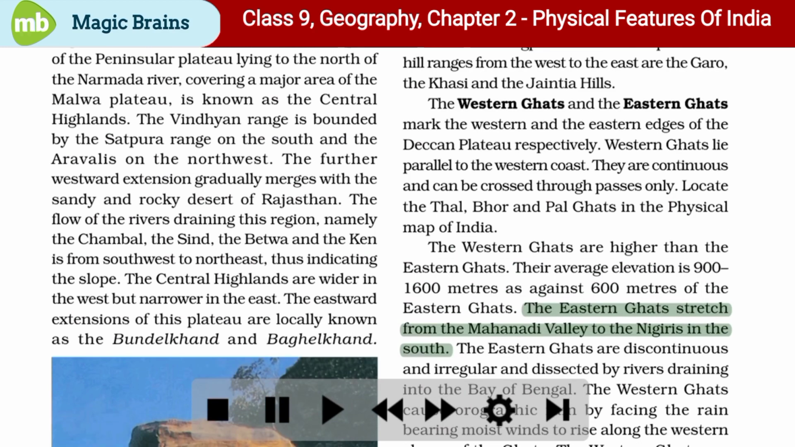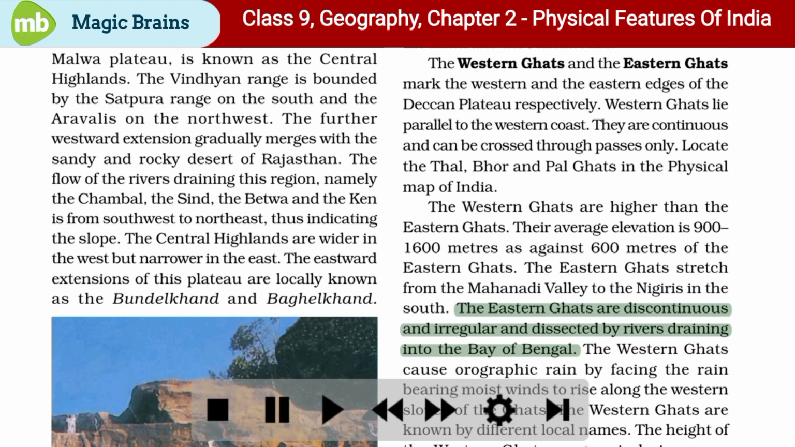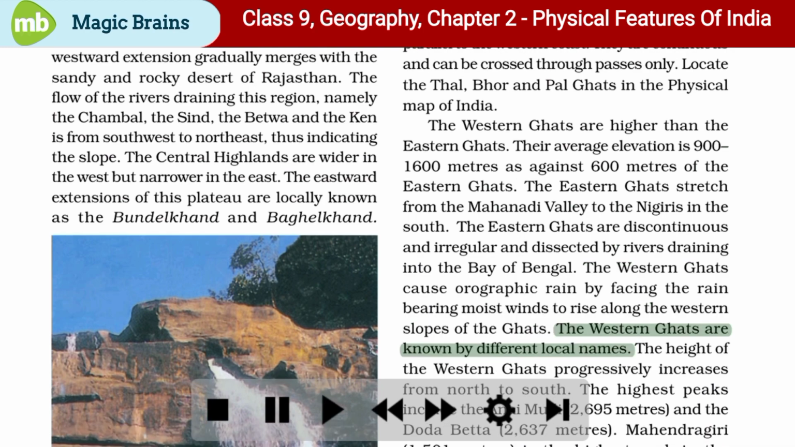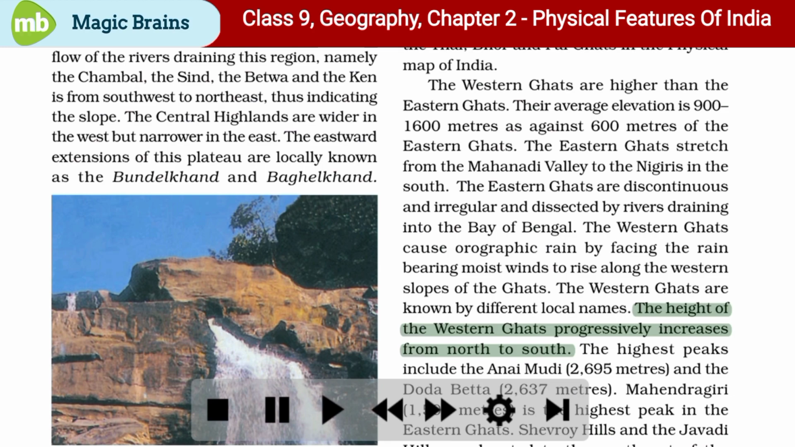The Eastern Ghats stretch from the Mahanadi Valley to the Nilgiris in the south. The Eastern Ghats are discontinuous and irregular and dissected by rivers draining into the Bay of Bengal. The Western Ghats cause orographic rain by forcing the rain-bearing moist winds to rise along the western slopes of the Ghats. The Western Ghats are known by different local names. The height of the Western Ghats progressively increases from north to south.